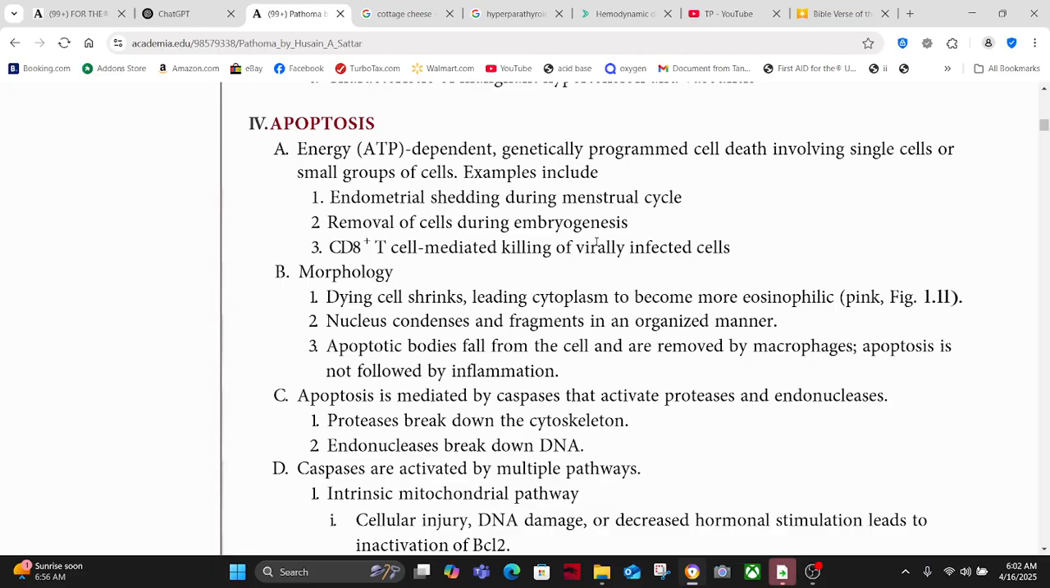Okay, so energy. Apoptosis requires ATP to function. The endometrial shedding during the menstrual cycle is an example of apoptosis. Removal of cells during embryogenesis is an example of apoptosis.